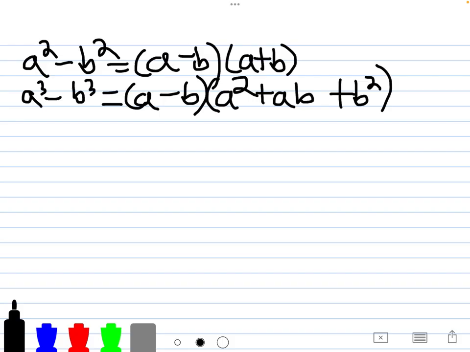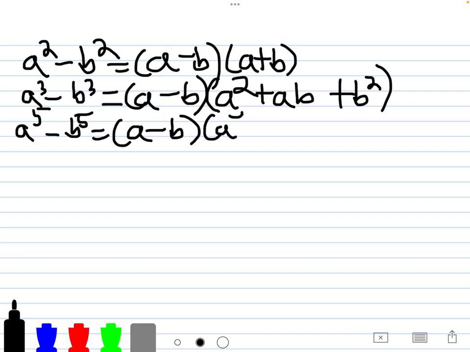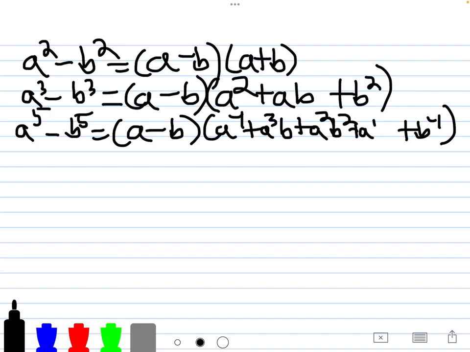Now, what if we had a to the power of 5 minus b to the power of 5? You'd once again have an a minus b term, and an a to the power of 4 and b to the power of 4 term, but you also need to include an a cubed b plus a squared b squared plus ab cubed term.